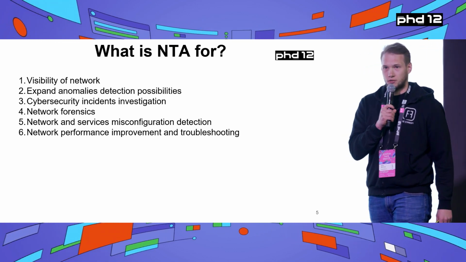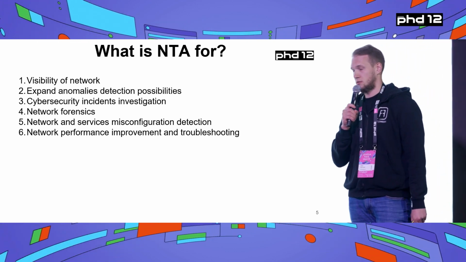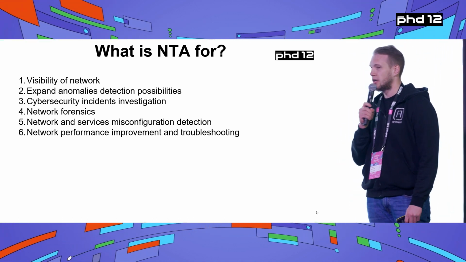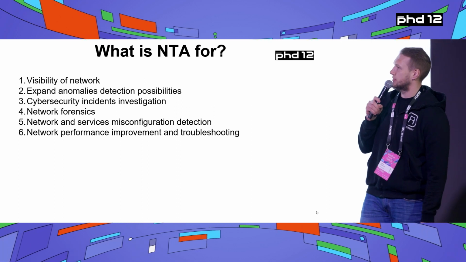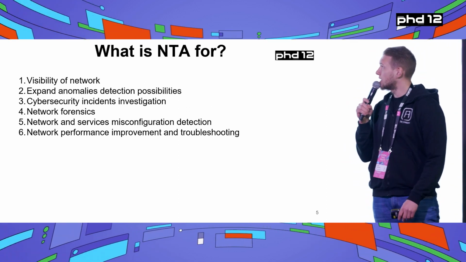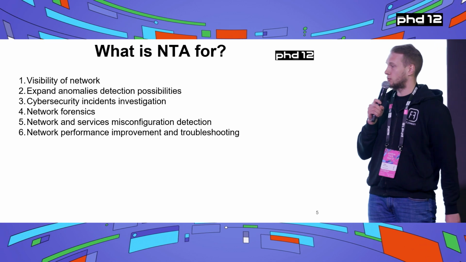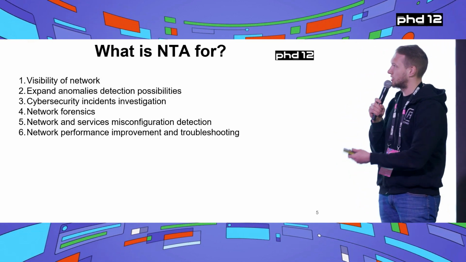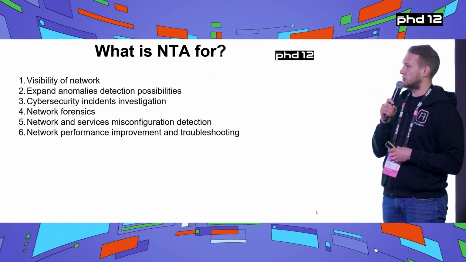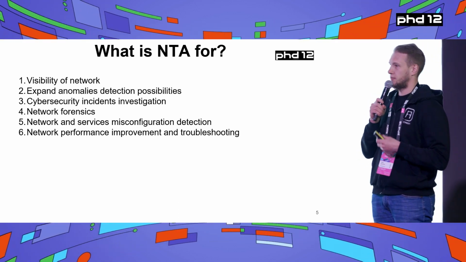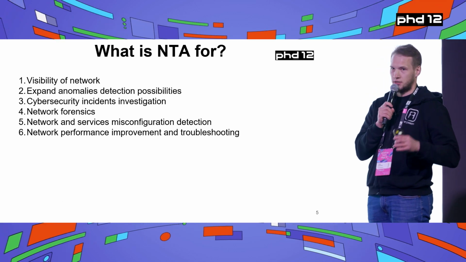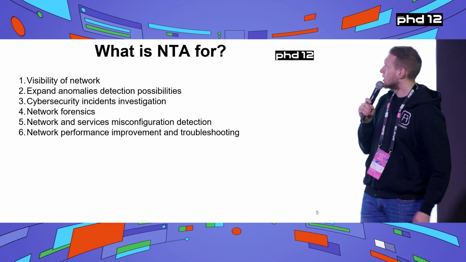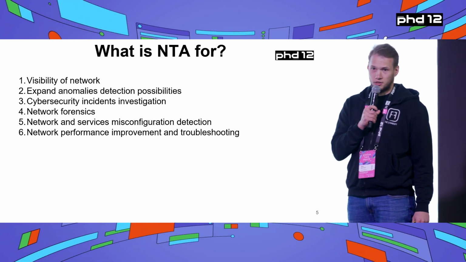Why is this needed? In order to improve the visibility of the network, because although NetFlow is good, it will never allow you to look at the raw unprocessed traffic. The second thing is that it can expand anomaly detection possibilities in our toolset. We have a tool which allows us to analyze traffic following certain rules, and these mechanisms will be reported on a bit later.